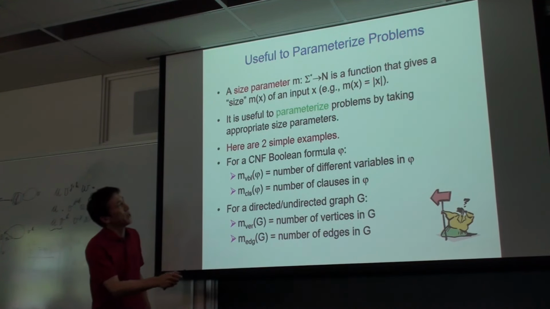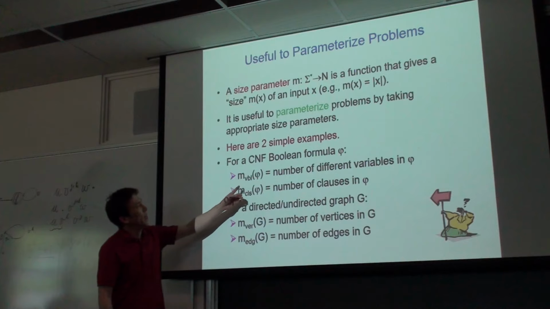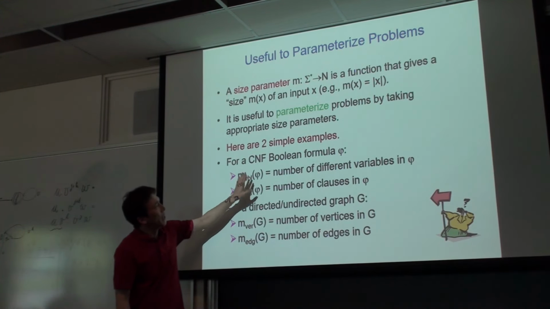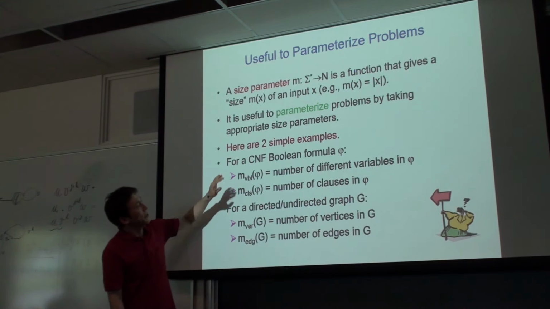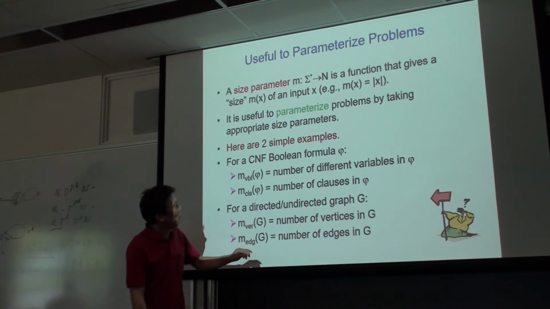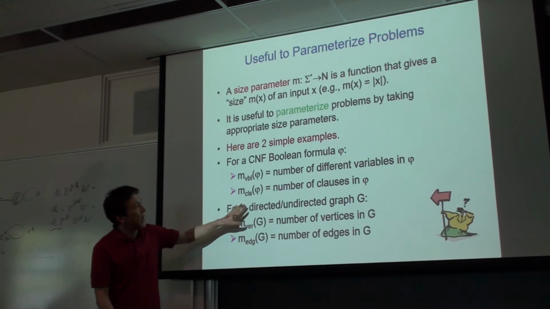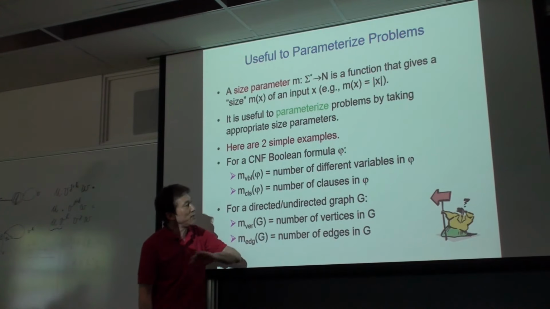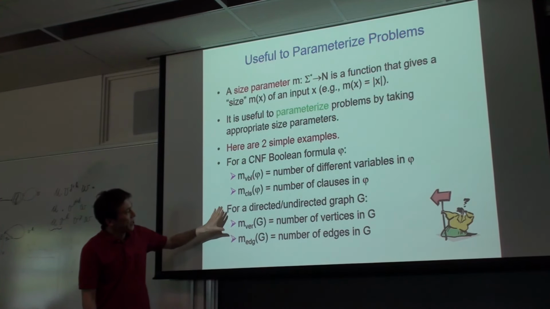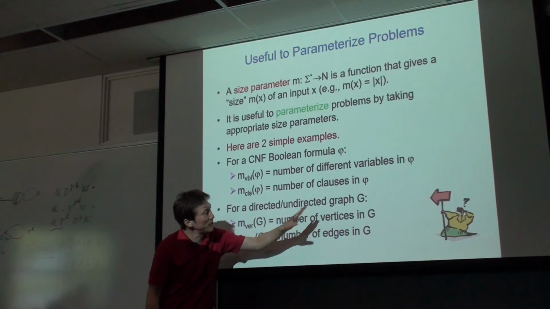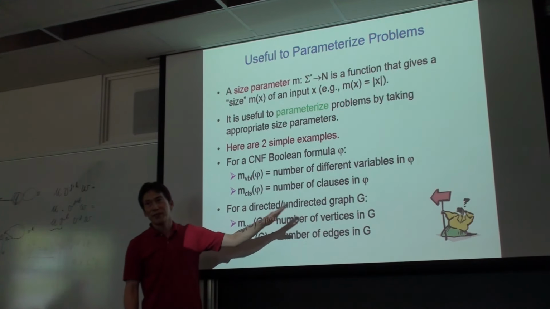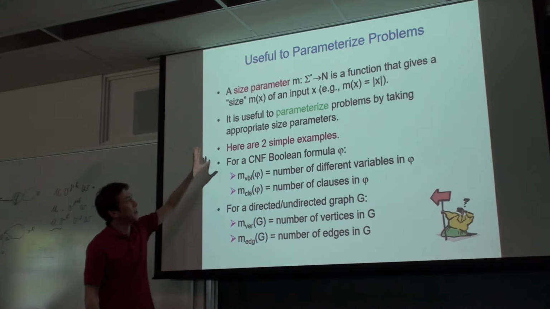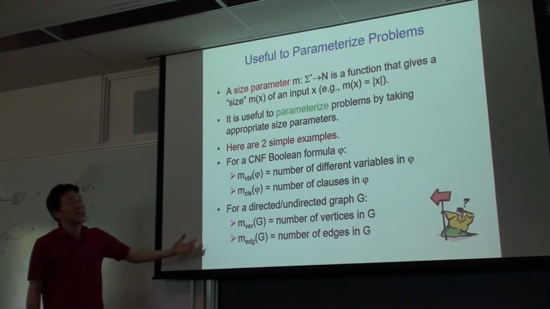For example, if you're talking about a Boolean formula, then we might be interested in the number of different variables or the number of the clauses. Or, if you're looking at a graph, either directed or undirected, right? We are more interested in the number of the vertices or the number of the edges, right? So those are just typical examples of size parameters.